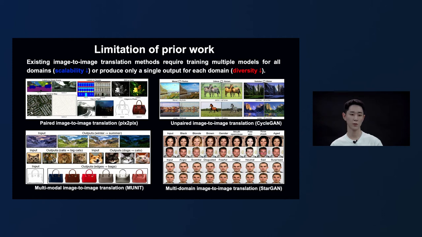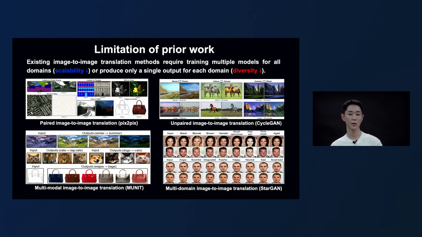Let's move on after organizing the image translation models described earlier. Starting from the earliest image translation, pix-to-pix, we looked at CycleGAN, which can perform image translation without an input-output pair. And then we also looked at models that can generate various output images, and StarGAN, which can efficiently perform translation in multiple domains. However, the models described have limitations, except for StarGAN. All of the other models have the disadvantage that learning is inefficient because they need to learn multiple generators for multiple domains. StarGAN also has the disadvantage of not being able to provide various outputs for specific domains. Can we look at the picture on the bottom?